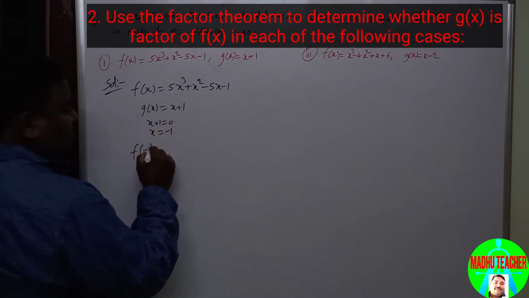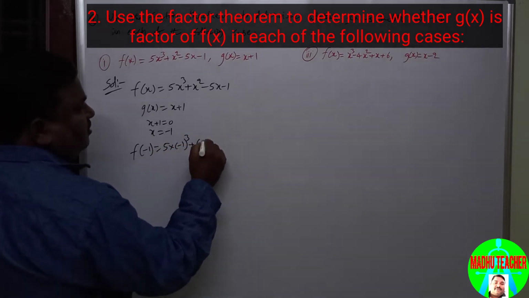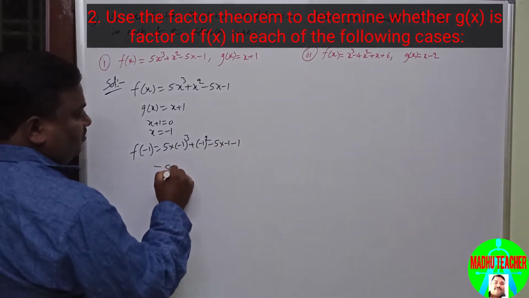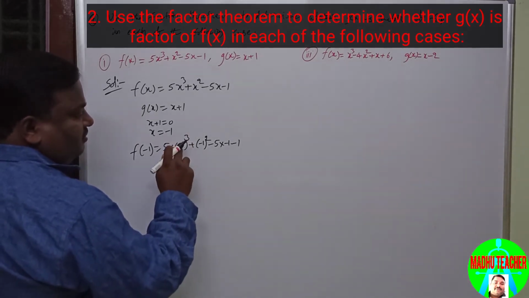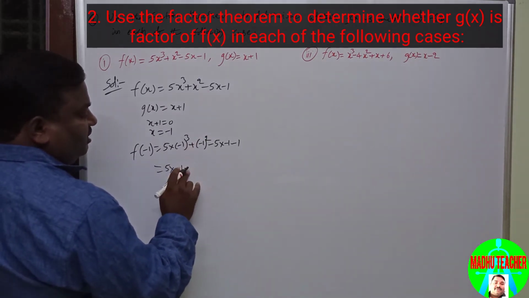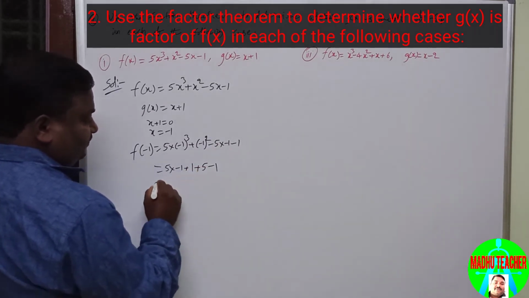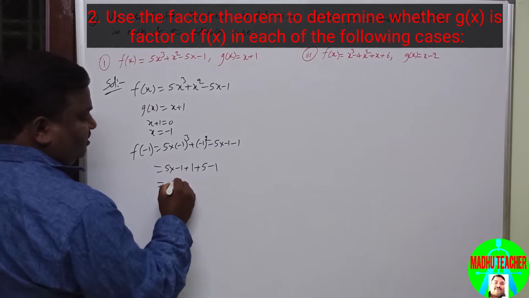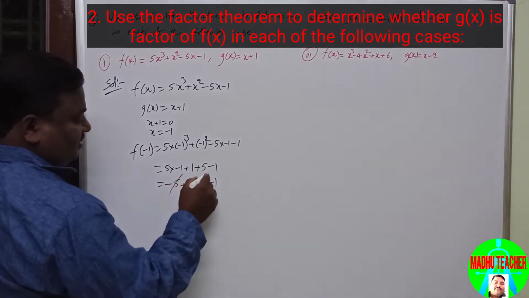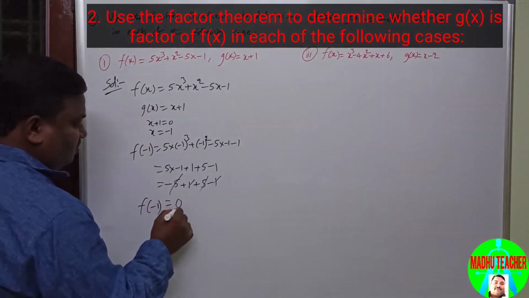So f of minus 1 equal to 5 into minus 1 whole cube plus minus 1 whole square minus 5 into minus 1 minus 1. 5 into minus 1 whole cube is minus 5, minus power odd number is minus, plus minus power even number is plus, that is plus 1, minus into minus plus 5, minus 1, plus into minus minus, 5 ones are 5, plus 1 plus 5 minus 1. Minus 5 plus 5 plus 1 minus 1 get cancelled, equal to 0, that is f of minus 1 equal to 0.